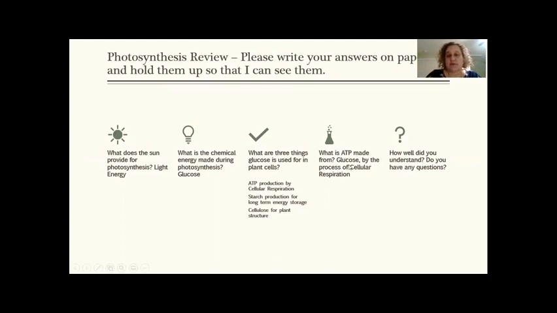What is ATP made from? It's made from glucose through the process of cellular respiration. And does anybody have any questions? Okay, you can go ahead and enter them in the chat box, and I'll use my board and explain some of those concepts again if we need it.